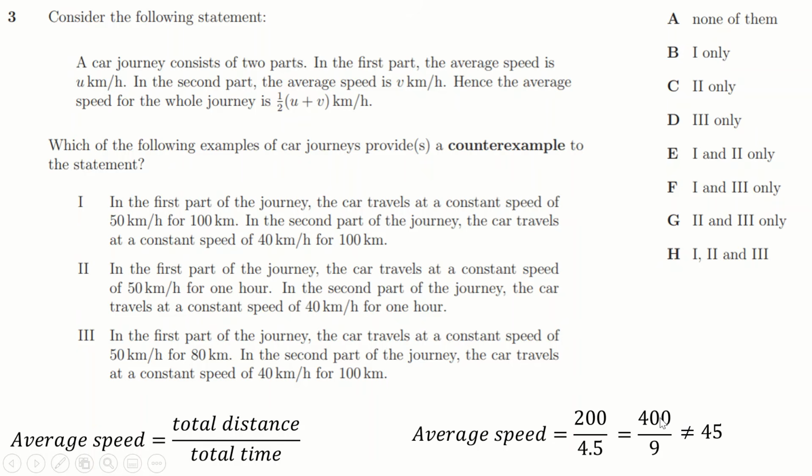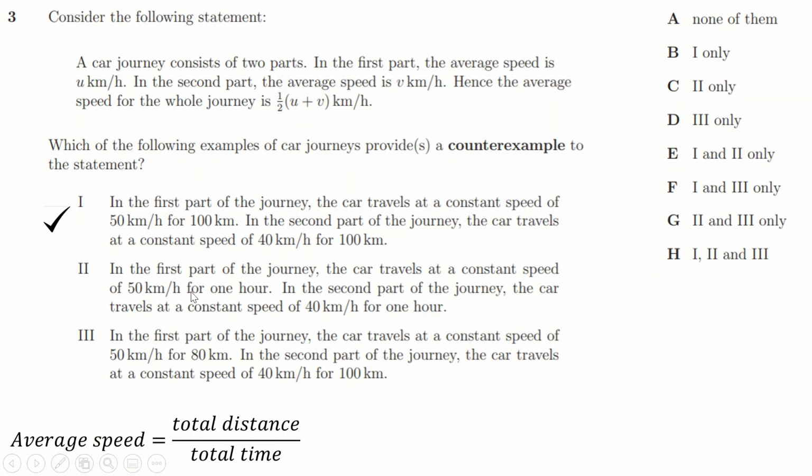It's not 400. So this is a counterexample, because if you were to just do this formula, 50 plus 40 divided by 2 is 45, but the average speed of this isn't 45, because this says no. So this is a counterexample. Okay, let's do it again with this.